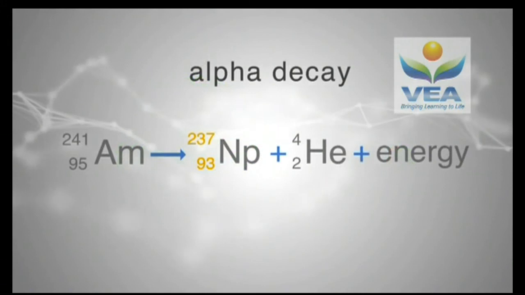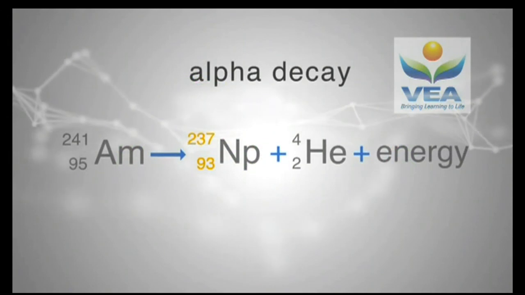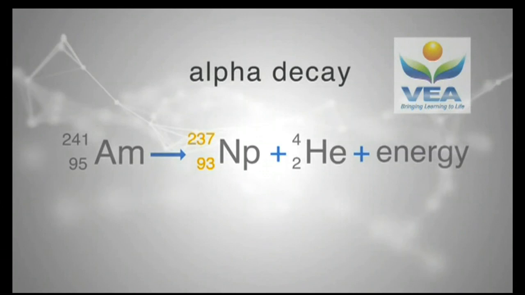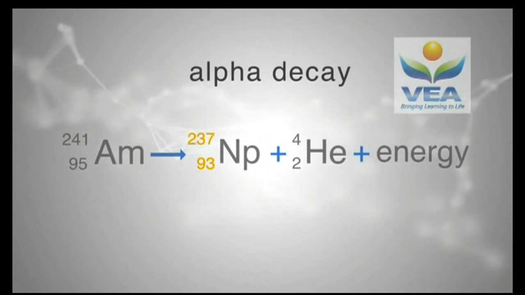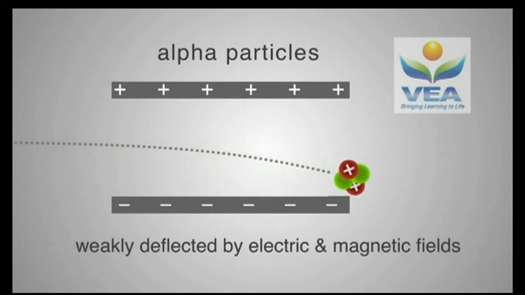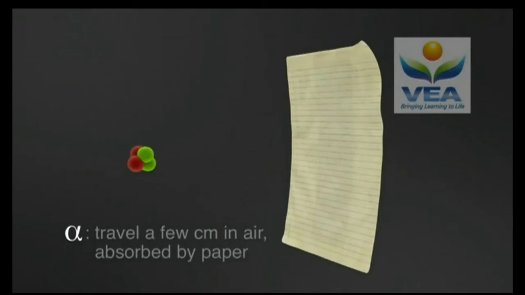The decay equation looks like this. Neptunium-237 has 2 less protons, 2 less neutrons, and 4 less nucleons overall. Positively charged alpha particles are affected by magnetic and electric fields, but because they are relatively heavy, they are only weakly bent or deflected. They have low penetrating power and are absorbed in a few centimeters of air or by a sheet of paper.